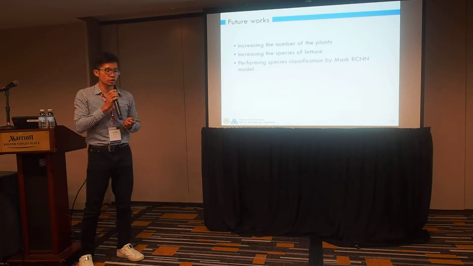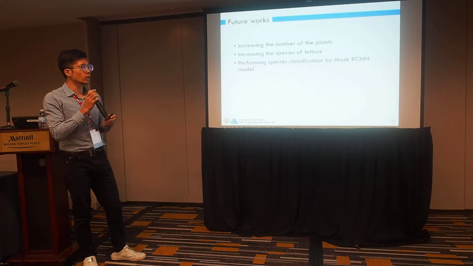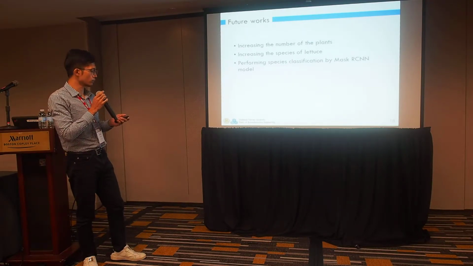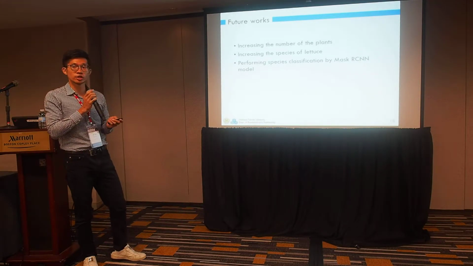So in this research, there are only two classifications, one is the lettuce, and the second one is the background. But Mask R-CNN is able to do lots of classification on different species.